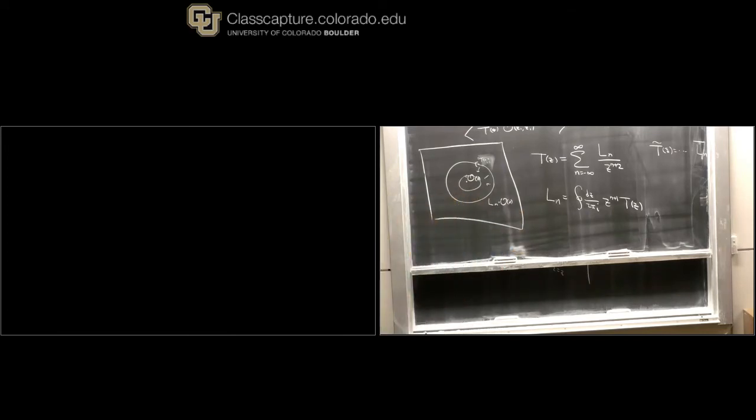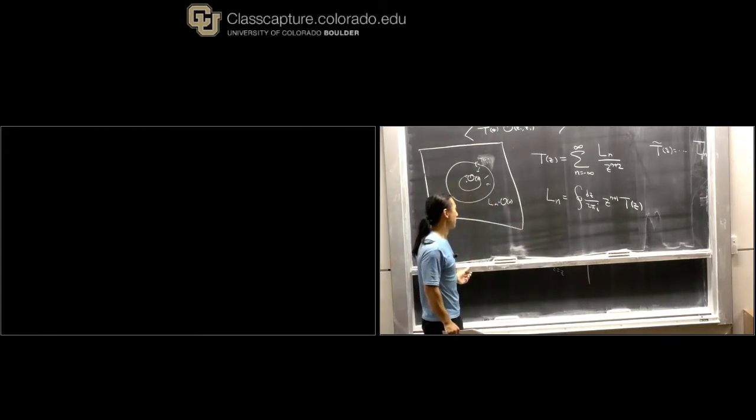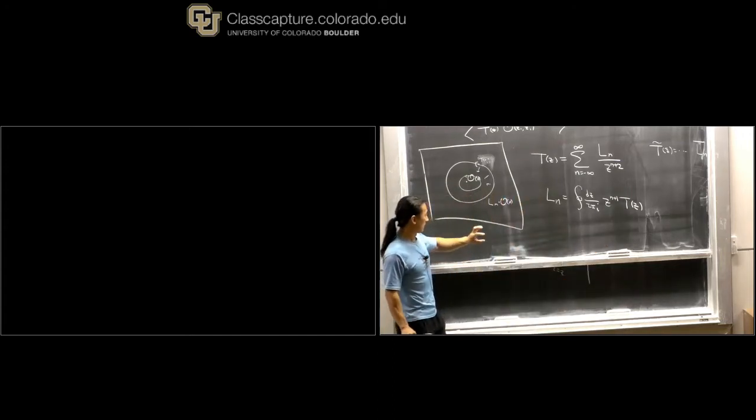So in that sense, L_n is, here I represent it as a contour integral of T, a charge, some kind of charge associated with this current. And it's a charge that can be viewed as an operator acting on some Hilbert space. This Hilbert space is spanned by local operators at the origin.